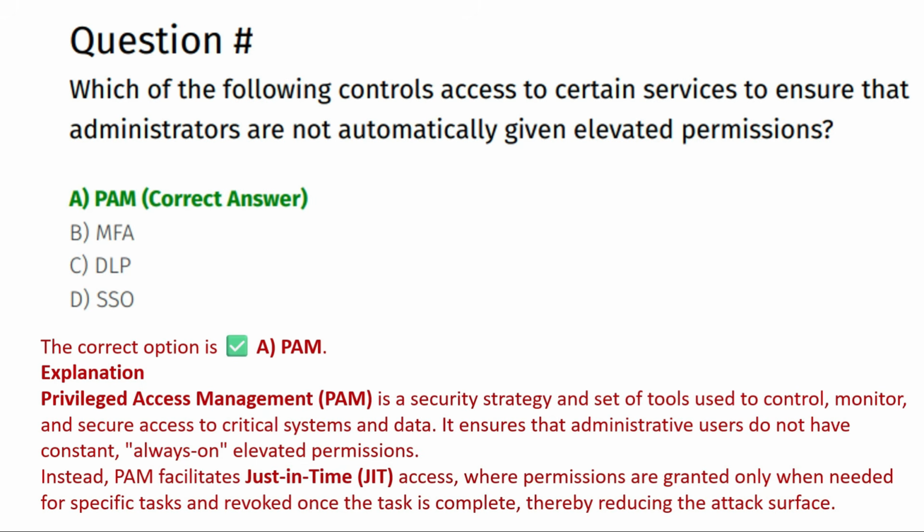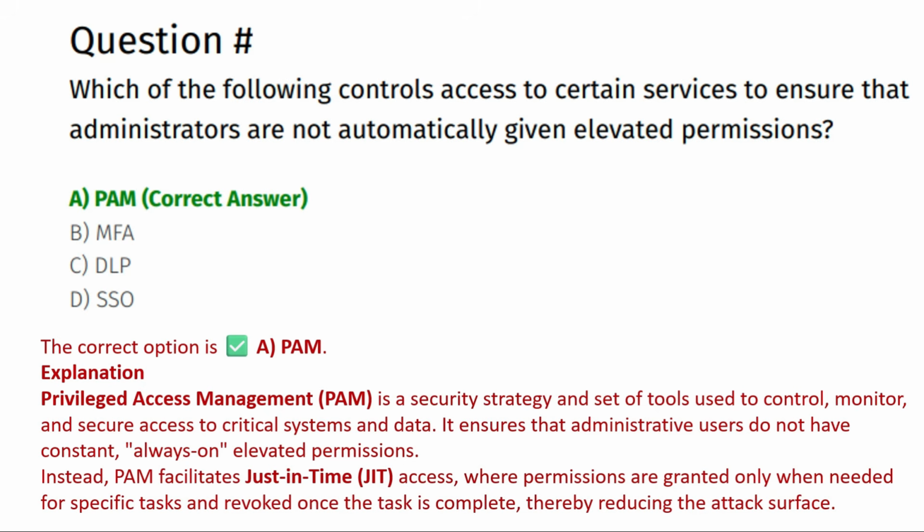And this is the question, which of the following controls access to certain services to ensure that administrators are not automatically given elevated permissions? Option A, PAM. Option B, MFA. Option C, DLP. And option D, SSO. And the correct answer for this question is option A, PAM. So let's check the explanation.